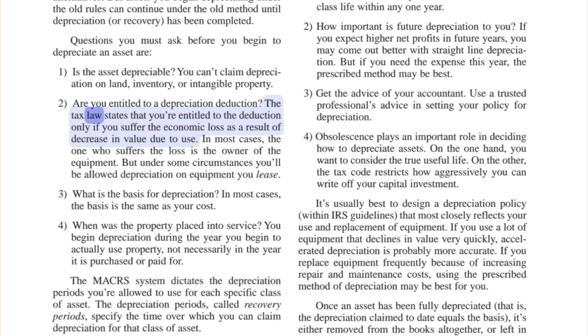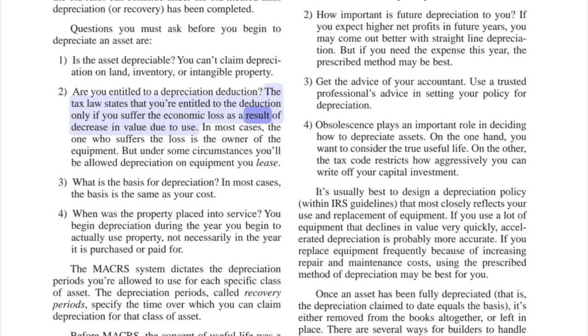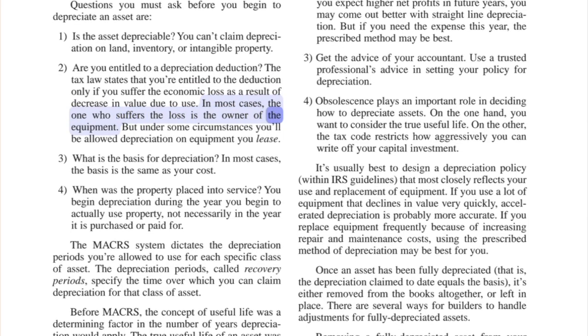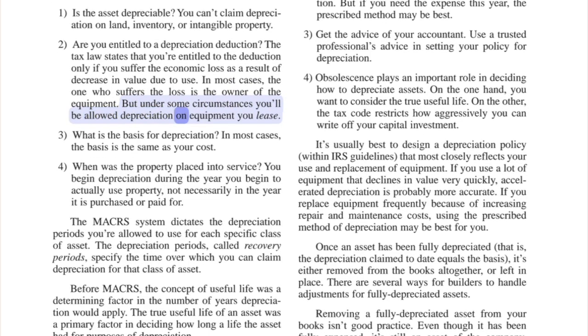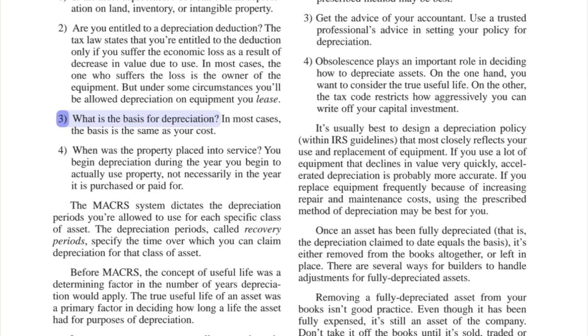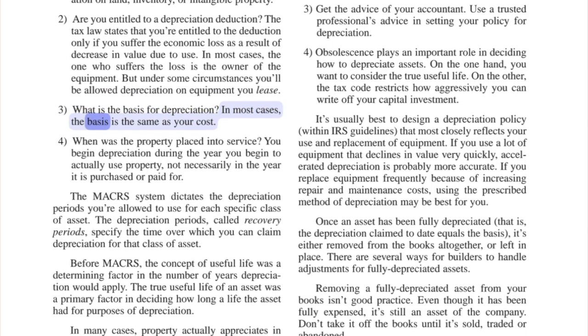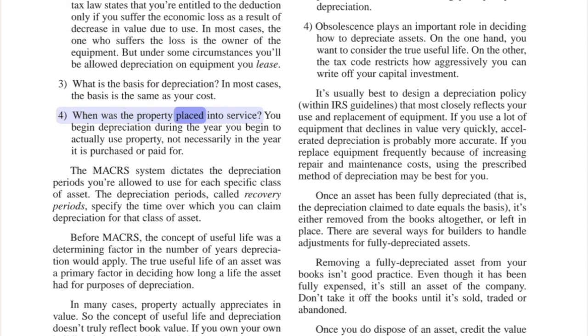The tax law states that you're entitled to the deduction only if you suffer the economic loss as a result of decrease in value due to use. In most cases, the one who suffers the loss is the owner of the equipment. But under some circumstances, you'll be allowed depreciation on equipment you lease. 3. What is the basis for depreciation? In most cases, the basis is the same as your cost. 4. When was the property placed into service?